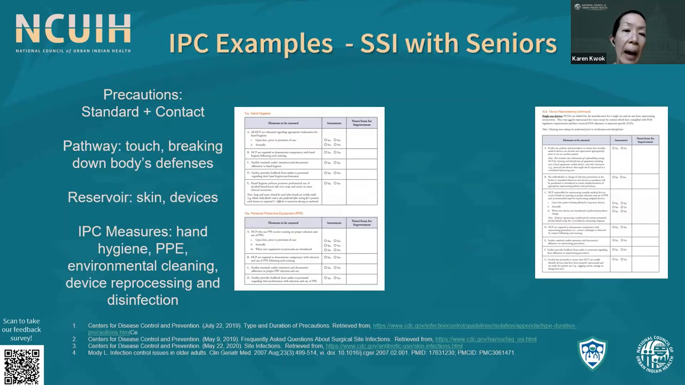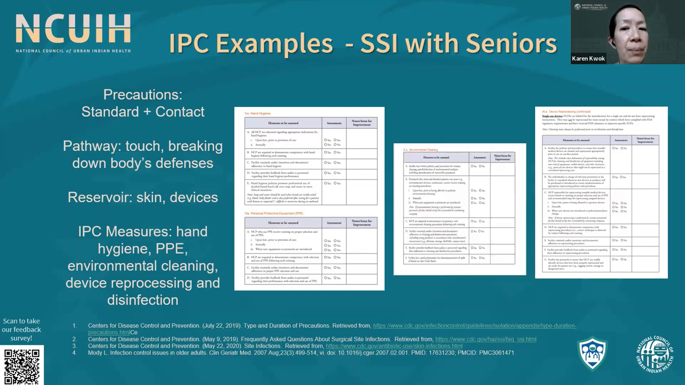So here, in order to protect our seniors with IPC actions, we should consider the pathways of touch, breaking down the body's defenses, when we are practicing standard and contact precautions, that we are using hand hygiene, PPE, environmental cleaning, device reprocessing, and disinfection techniques to ensure that we don't transmit infection or are engaged in germ spread for our elders. Next slide, please. Primary care is the first point of contact.